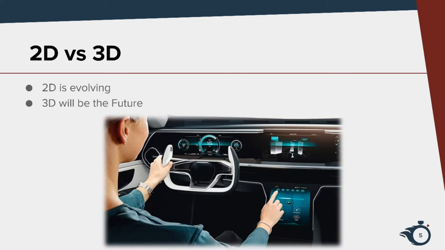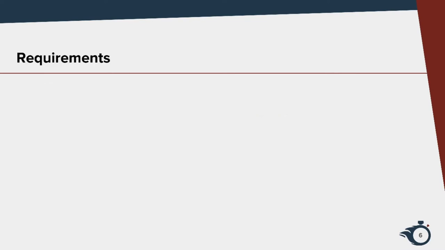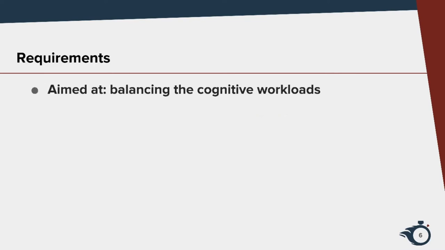Our requirements that guide us. First, we aimed at balancing the cognitive workload. What does this mean? In modern vehicles equipped with a digital dashboard, we are able to inform the driver with a lot of information, for example, coming from vehicle sensors and the surrounding city infrastructure and so on. And this raises new challenges.